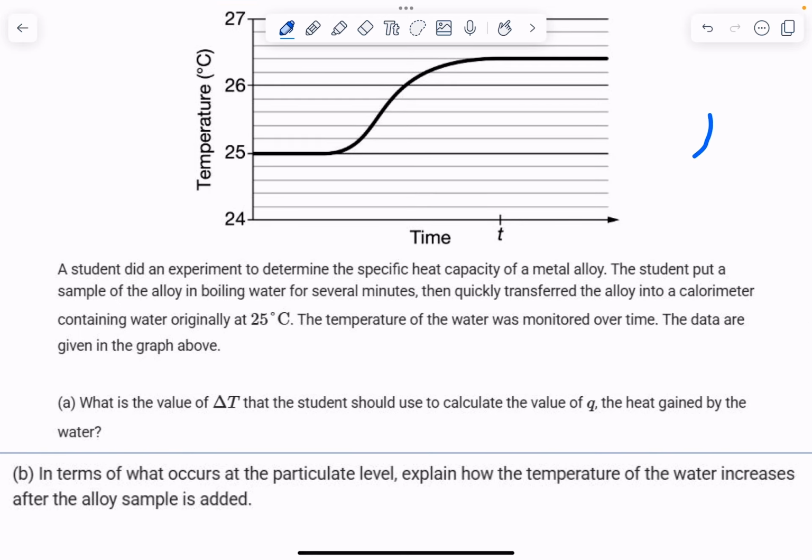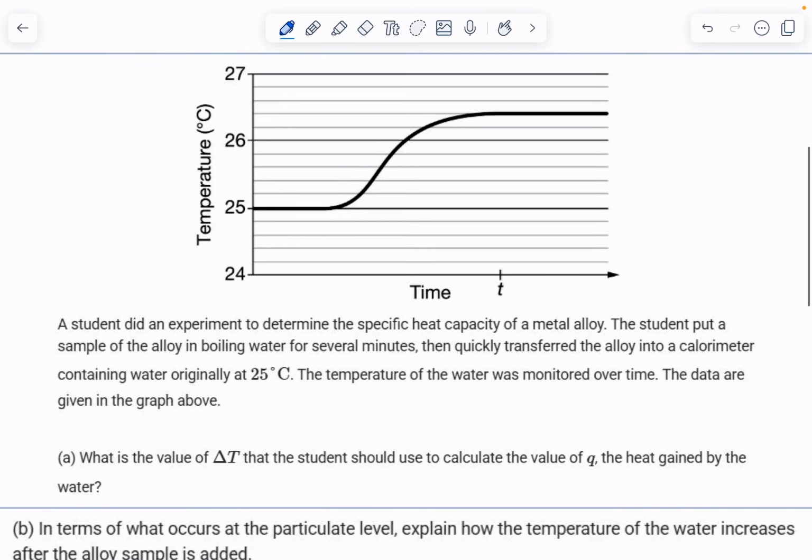So A asks us to solve what is the value of delta T that the student should use to calculate the Q, the heat gained by the water. So this graph shows us the temperature change of the water, and we want to do T final minus T initial. It is always going to be final minus initial. So in this case, the final temperature is right here at this point.